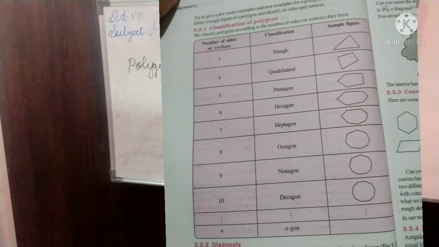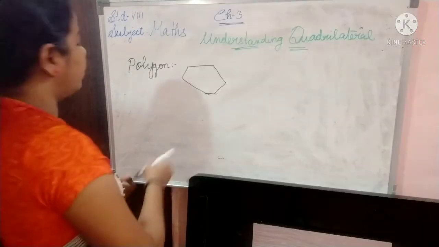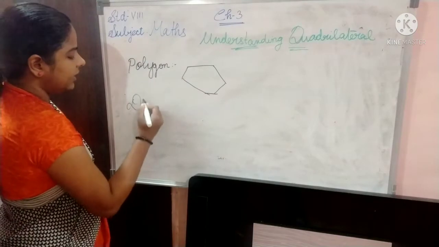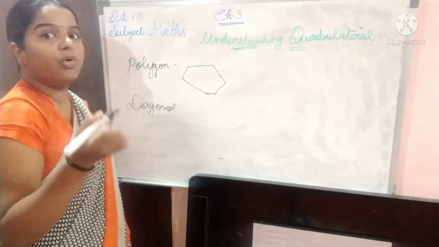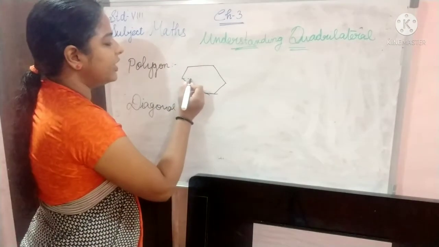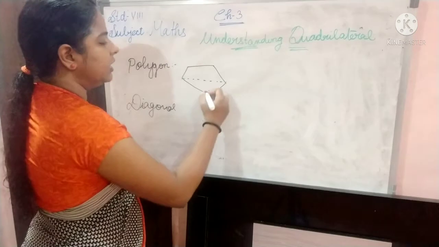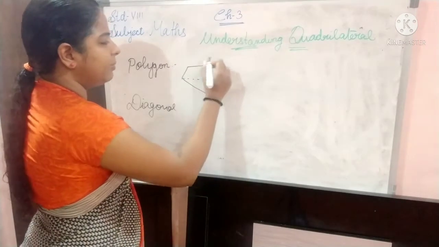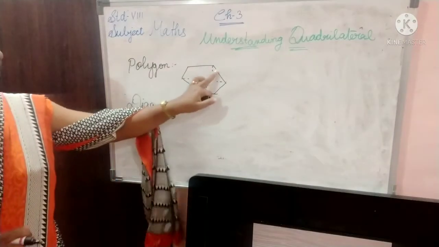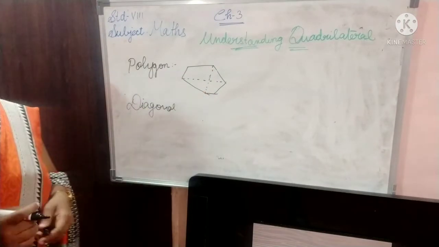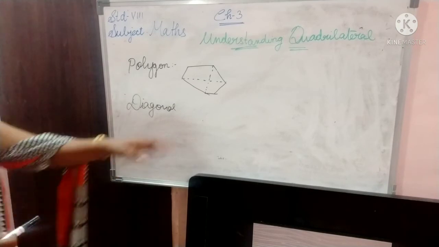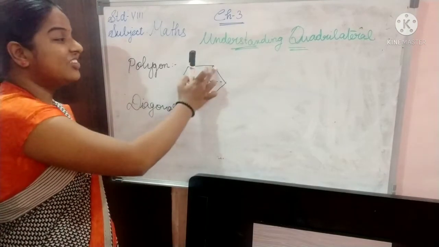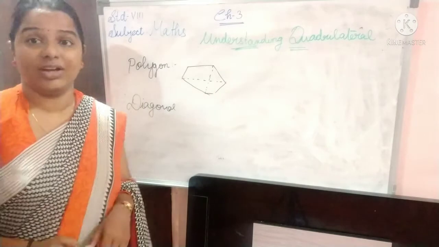Next we are going to see diagonals. Diagonal is when we are drawing a line segment between two vertices, joining the two vertices internally, the line segment connecting the non-consecutive vertices. Consecutive means continuous. These non-consecutive vertices connected, we are calling diagonals.